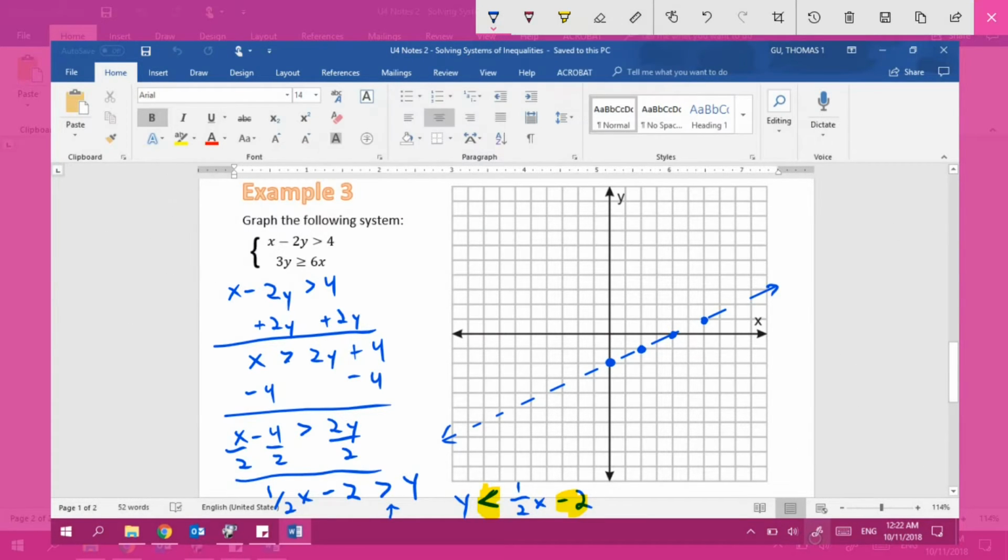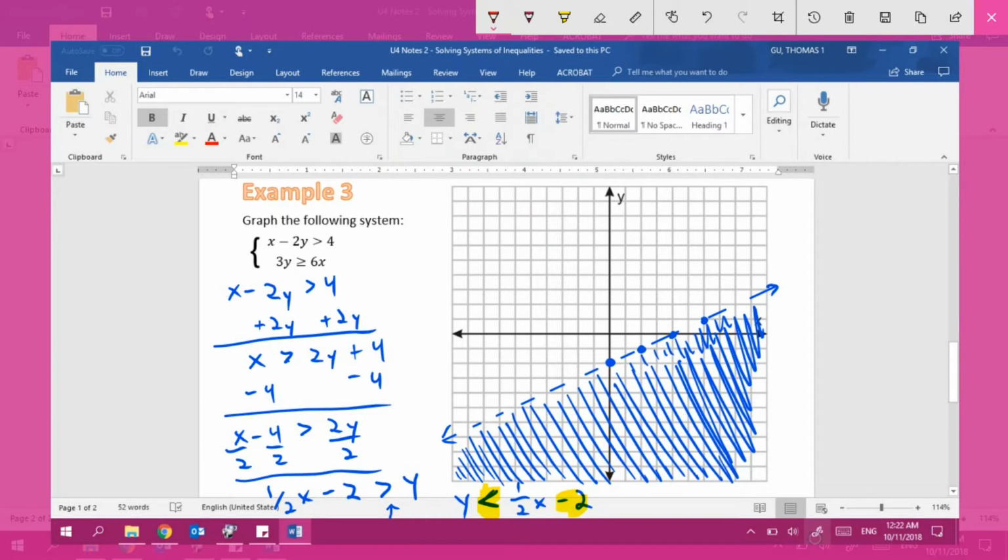And looking at this equation right here, it says y is less than. The reason why I put the y on the left side is because it's easier to read it like that, because we know y is less than is on the bottom, y is greater than is shading on the top. So we're going to shade under this line because it's less than.